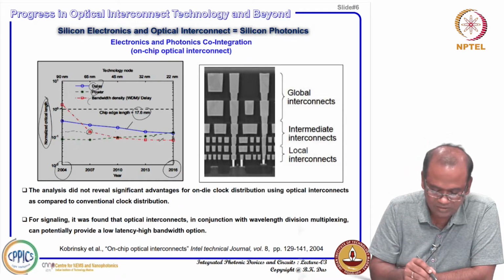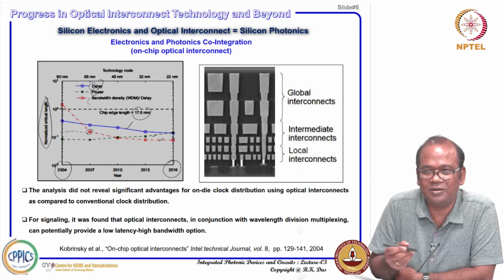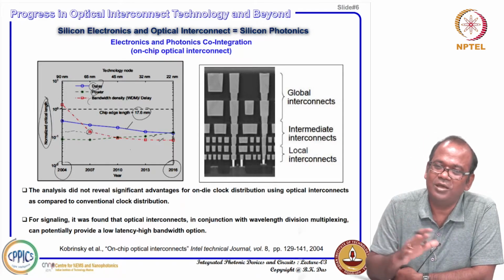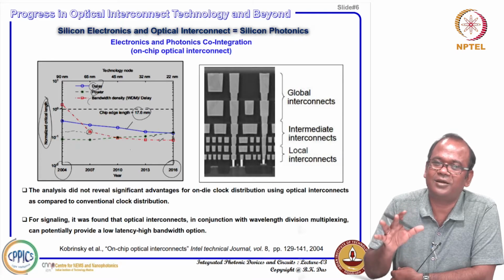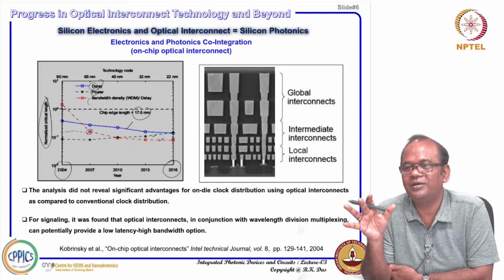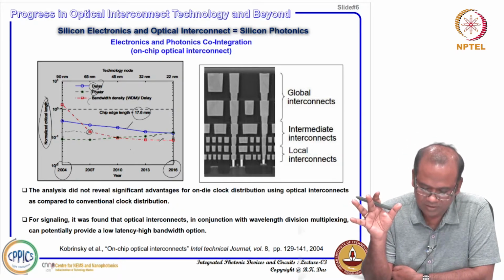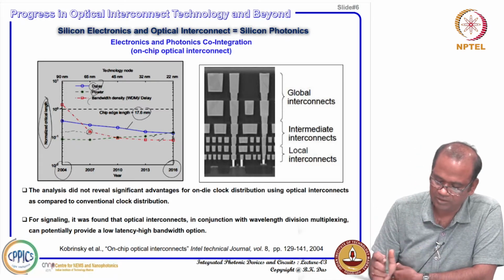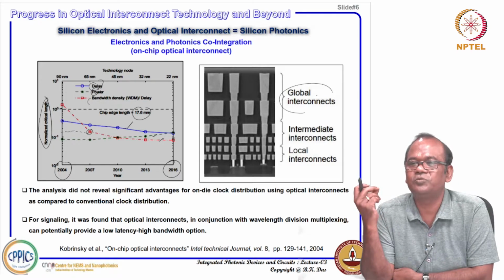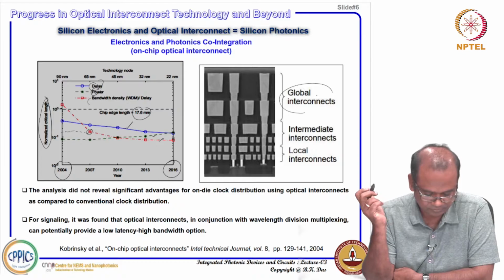So, even if it is a 17.6 millimeter area, the length of the chip, within that also if you can use all these optical interconnect components to replace certain electrical interconnects, you will get some benefit. Okay. So, even if you are using global interconnects with bigger cross section, they are not so useful, it is better to replace them with the optical interconnect.